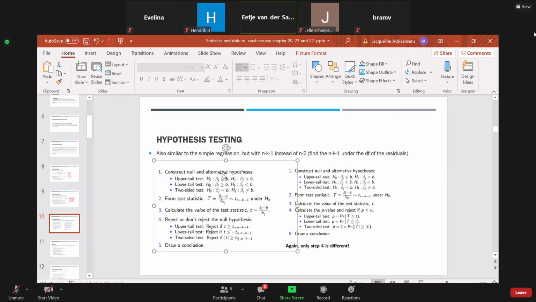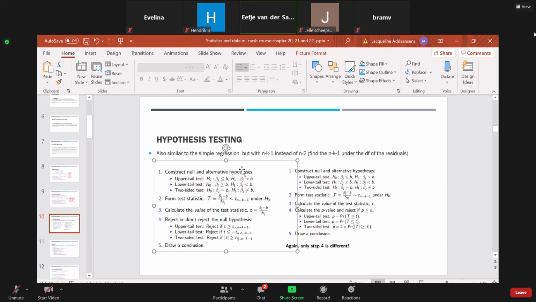If you have an upper tail test, then the H0 is the default hypothesis, so what you want to prove wrong, I would say, and your H1 is what you want to test.